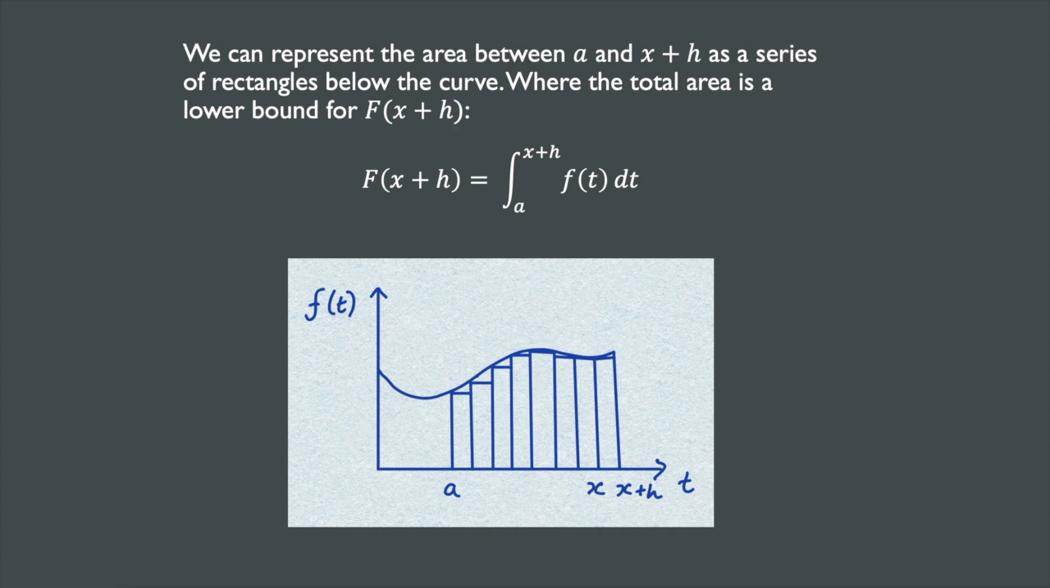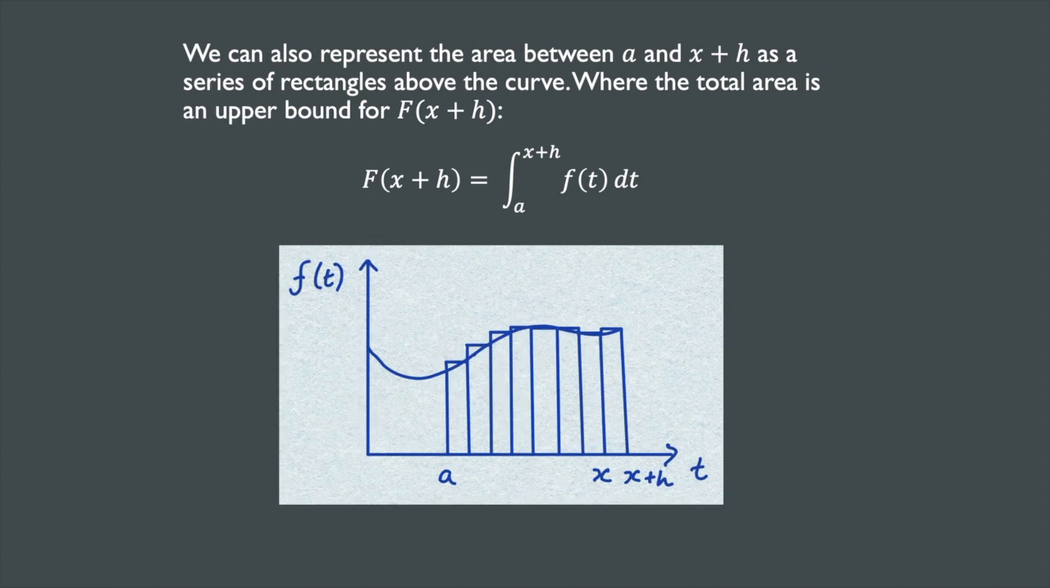Okay, so as we can see, this area is going to be slightly smaller than the actual area from a to x plus h. And we can also come up with an estimate for the upper bound, which will be the area between a and x plus h as a series of rectangles above the curve, where the total area is an upper bound for uppercase F of x plus h. Therefore, we can see that this estimate will be slightly greater than the actual estimate from a to x plus h.